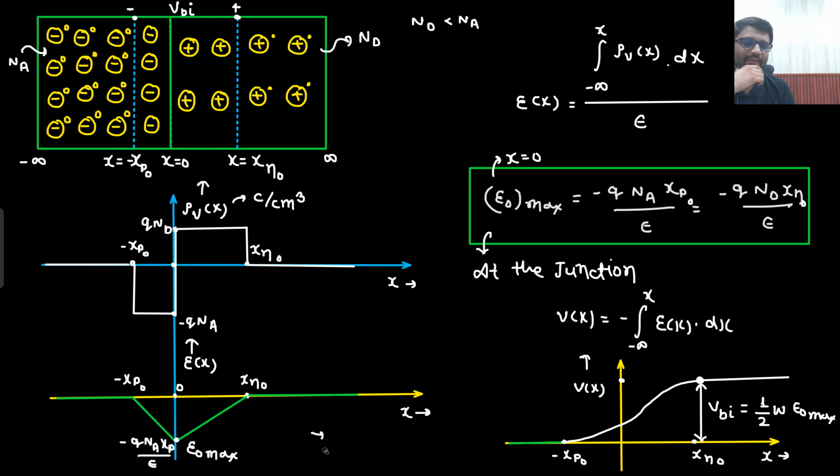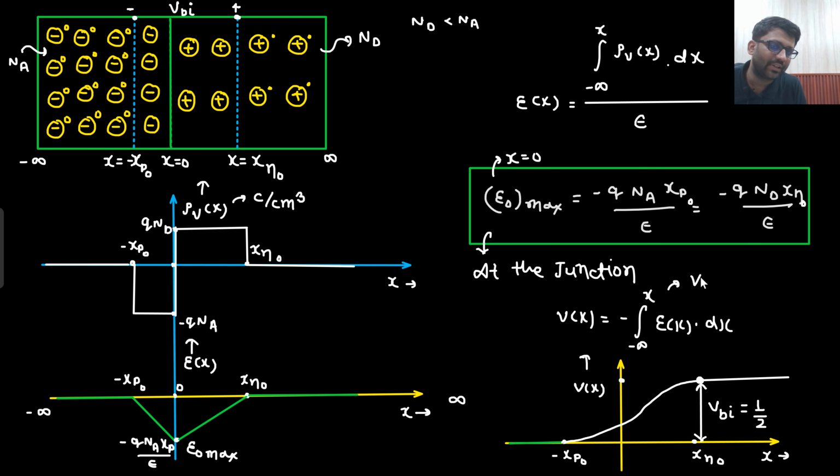Again, let me write down what I am getting. My built-in potential is equal to this area, because my potential is the integral from minus infinity to x of E(x) dx. So I will integrate from minus infinity to x. But I need to find the built-in potential, the total potential that has been developed. So I will integrate from minus infinity to infinity.